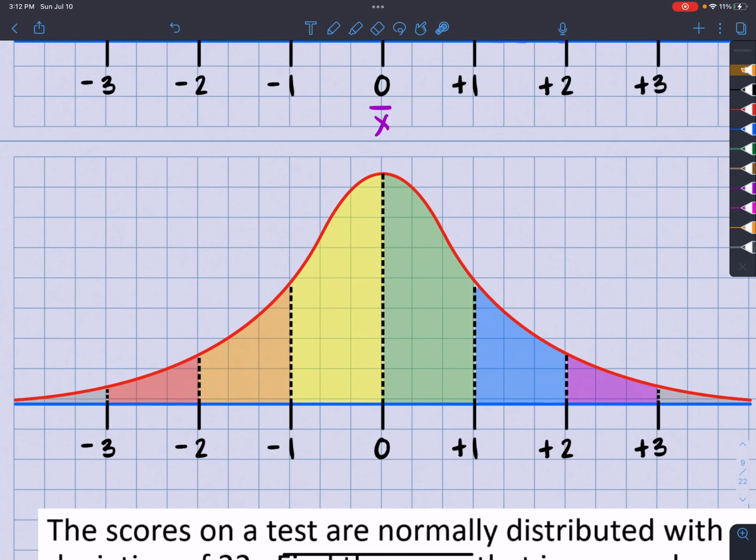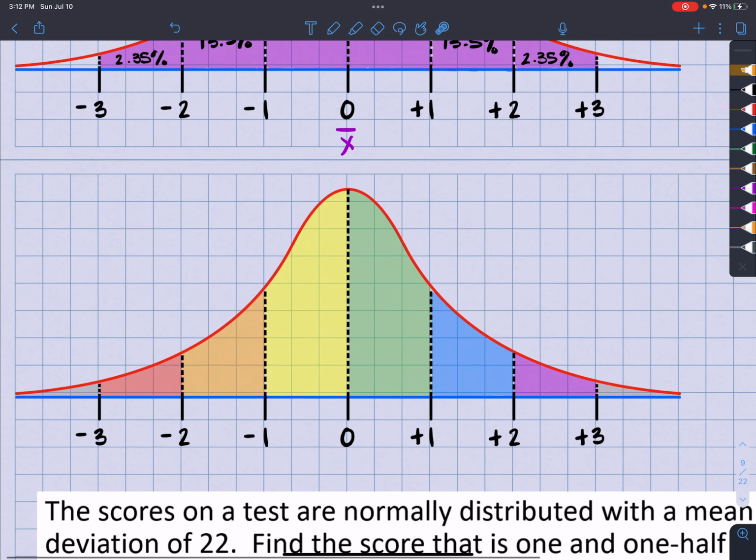So I made one last thing right here that has all sorts of different colors. We're going to label every single different section, because what if it was more than 3 standard deviations away? I have this shaded in gray. I know it's hard to see, but this gray area has a certain percentage as well. What are those percentages? So let's go ahead and fill all these in.